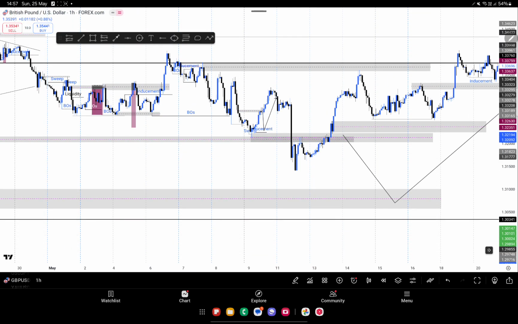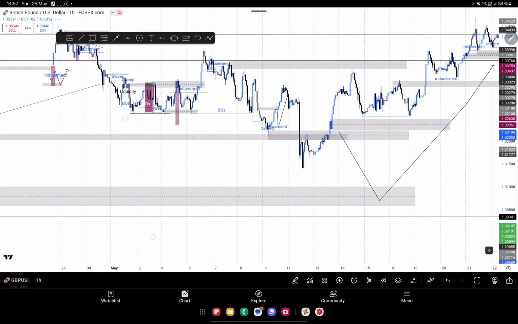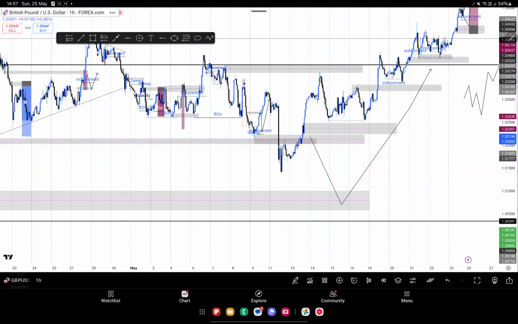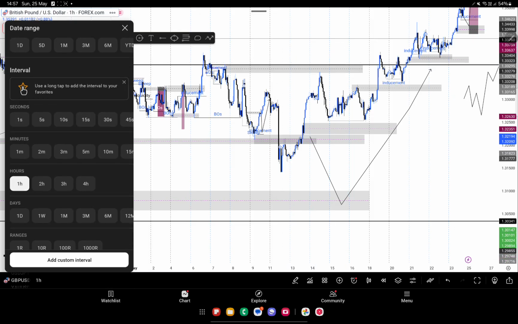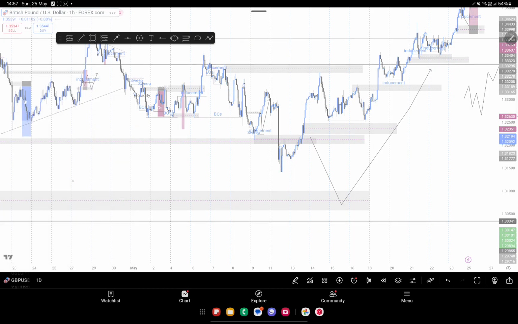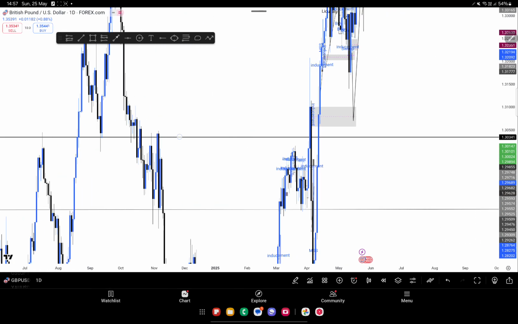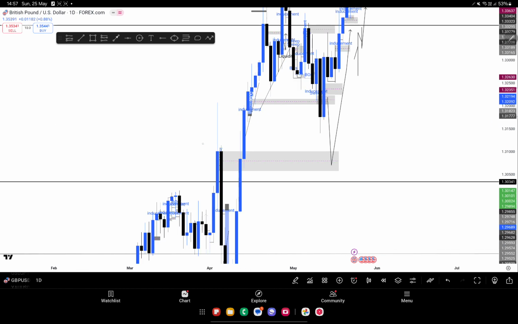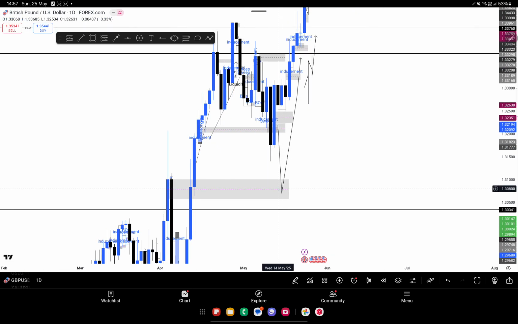GBPUSD has been bullish for a very long time, but some retracement was needed, and I expected that price would retrace to the body of the breaker in 1 day time frame, but instead it rejected from the wick. Okay, let me go to 1 day time frame and show you exactly what I mean. This is the wick of the breaker, and this is the body of the breaker. I was expecting price to come to the body of the breaker.